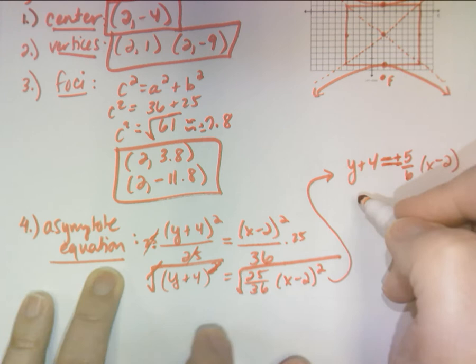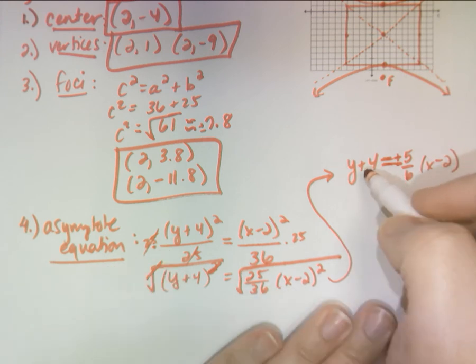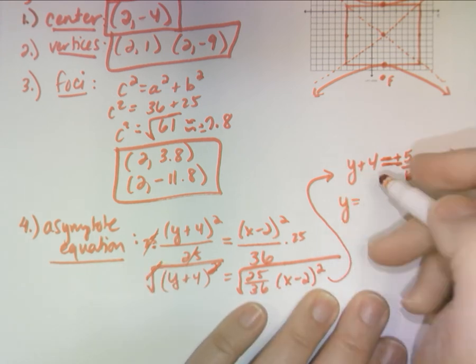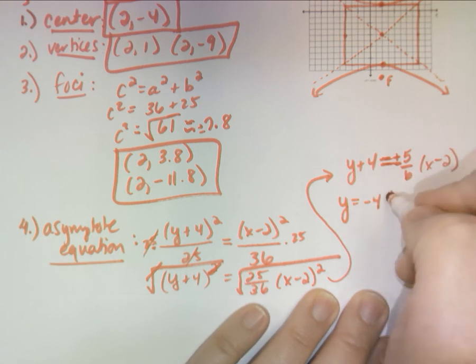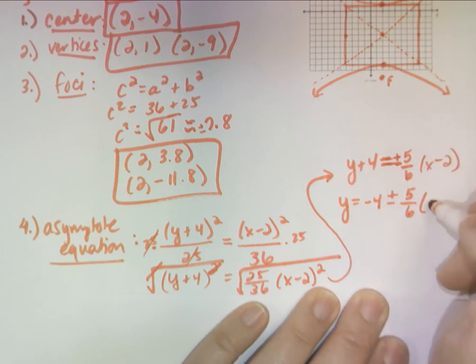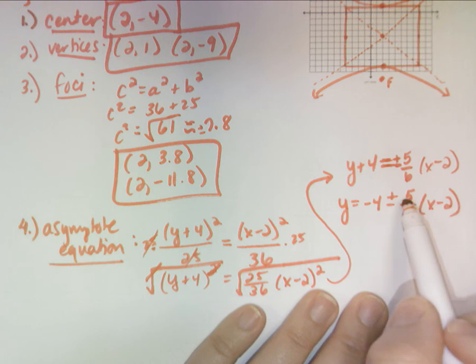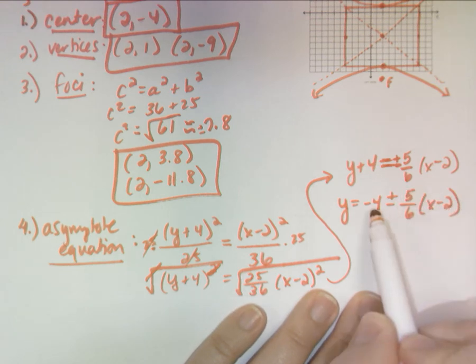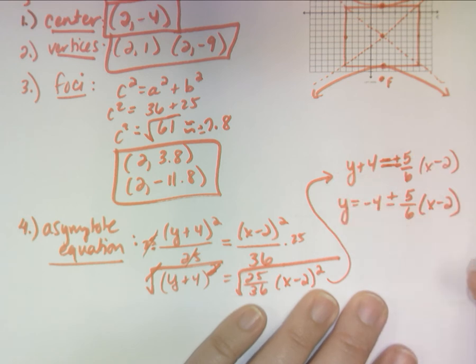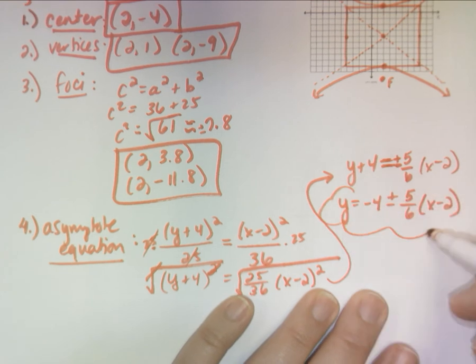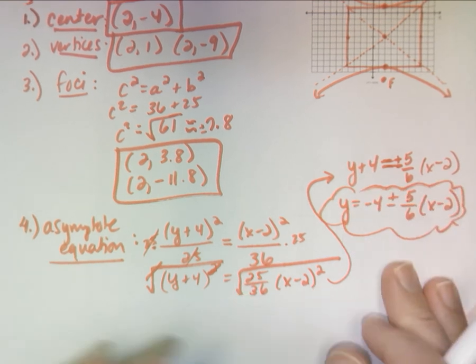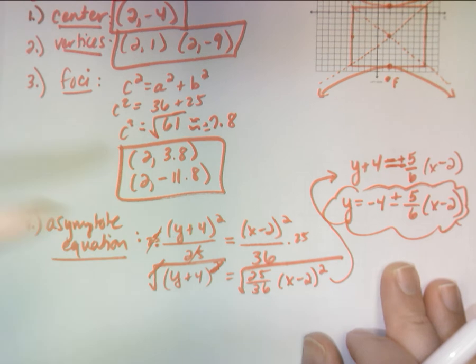And now you just distribute. Or actually you can bring the 4 over. Y equals negative 4 plus or minus 5 sixths times x minus 2. And I would actually let you leave it right there. You could, obviously, distribute the 5 sixths to each of these and then combine with the negative 4, and you'll get your one equation with a positive slope, then the one with a negative slope. But I'm really fine with you just stopping right there. It's really easy. Just set the two fractions equal together, solve for y.